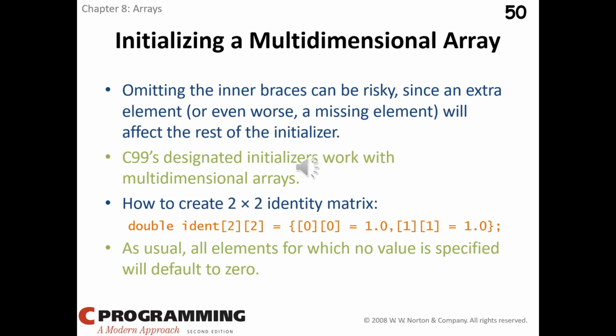So in this example, we say, hey, the box at position 0, 0 should have 1.0 inside, and the box at position 1, 1 should also have 1.0 inside. And guess what? The other boxes that we didn't mention, they automatically get filled with zeros.